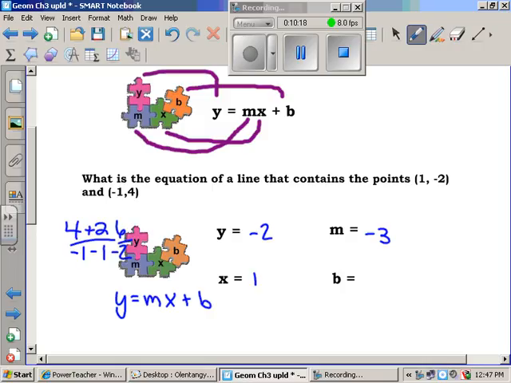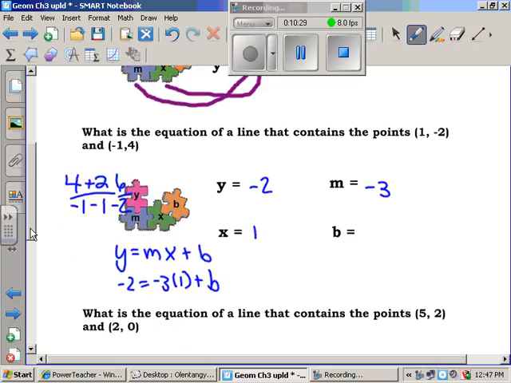Okay, so I'm going to plug it in. -2 is equal to -3 times 1 plus B. This becomes -3 plus B. How do I get rid of the -3? Right, add 3 to both sides. And so I get 1 equals B. Okay, and now I can plug it in and get the equation of the line. What would it be? Y equals -3x plus 1. Yep, that's the equation of the line.